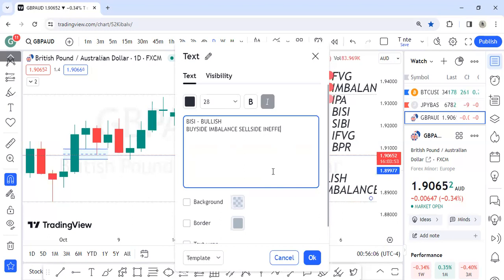Right, inefficiency is what it means. So just know that it's bullish. Buy side imbalance, sell side efficiency. But just to make it easy, this is what is bullish. So the buy side imbalance is the bullish imbalance, right?